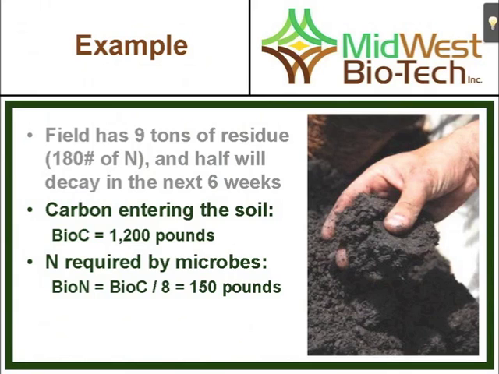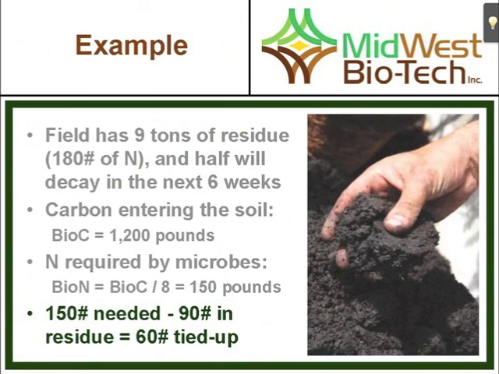Then I divide the 1,200 by 8 to tell me that I'm going to need about 150 pounds of nitrogen per acre to decay half of that residue. I've only got 90 available, half of the 180 that's in that residue, so I'm going to be 60 short. Roughly 60 pounds per acre is going to be immobilized or locked up until I get that decay process completed.